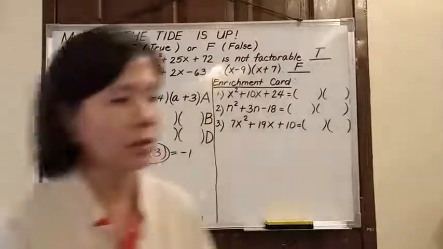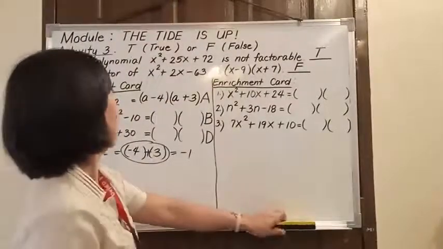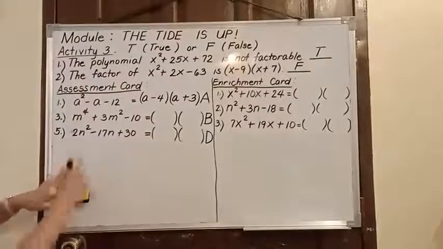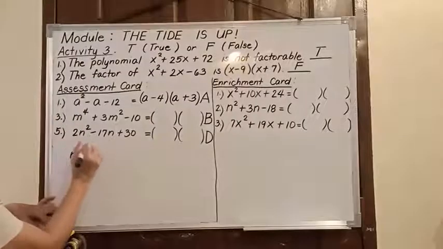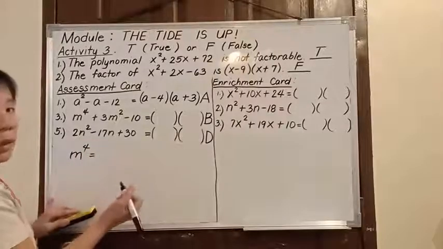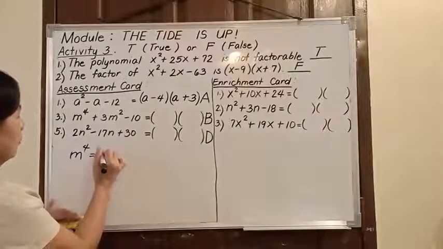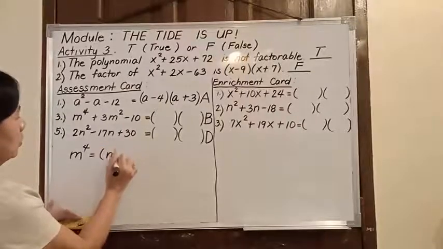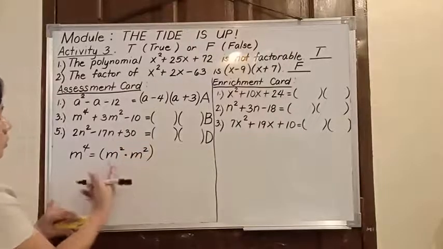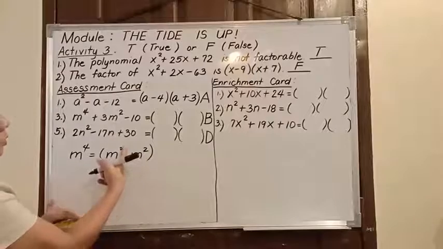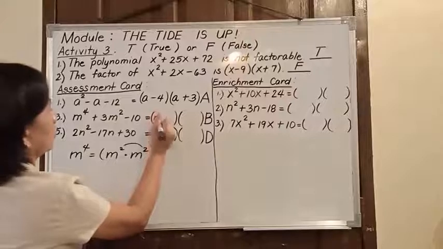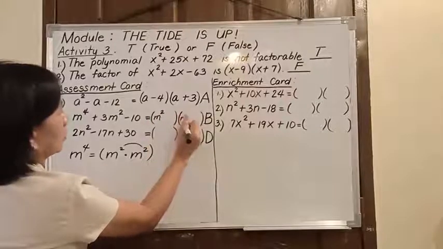Next, number 3. For number 3, factors of m to the 4th. What are the factors of m to the 4th? Ilang m meron ng m to the 4th? 4, diba? Or, factors are m squared and m squared. M squared times m squared, adding the exponents, you will get 4. So, we have m squared and m squared.